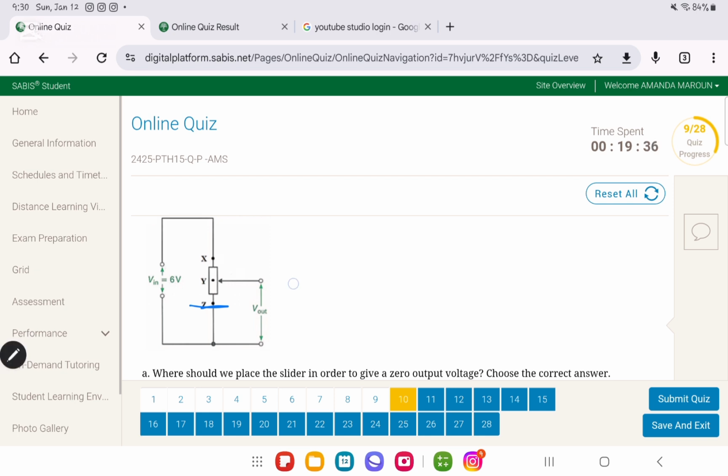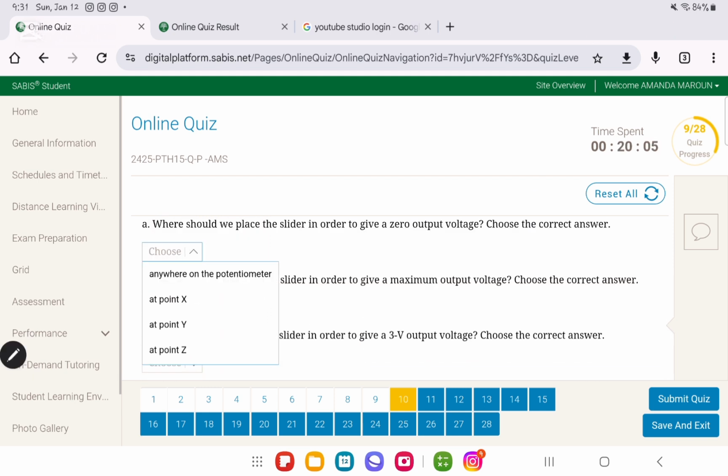Then 0 volts will be able to pass through it because it's a resistor. 0 volts are going to be able to pass through it. And if we put it at Y, only 3 volts will be able to pass through it because it's exactly in the midpoint. And if we put it at X, 6 volts will be able to pass through it because it is outside, or it is the maximum range of the potentiometer.